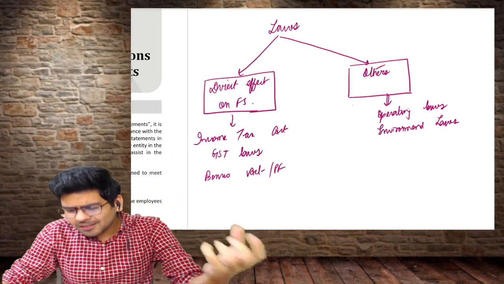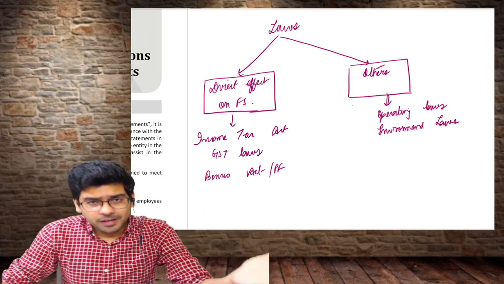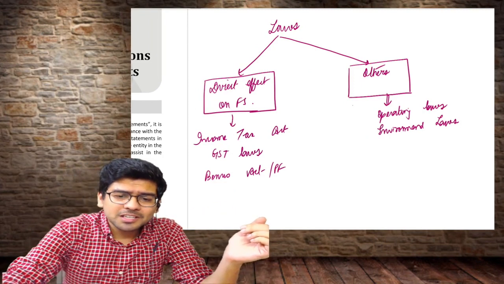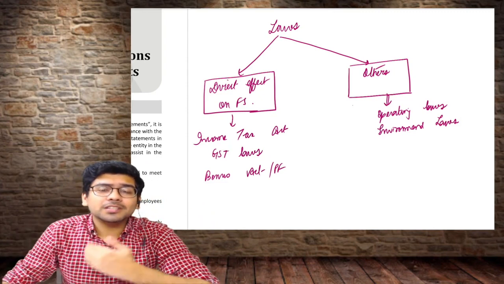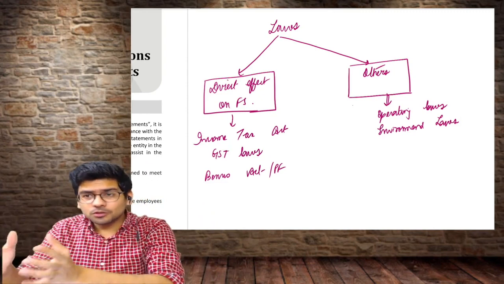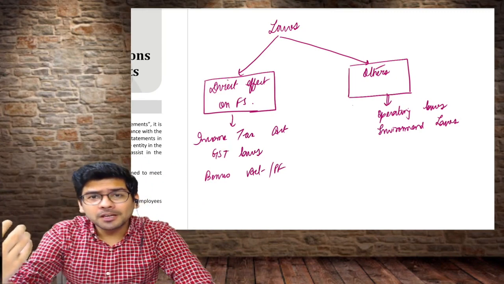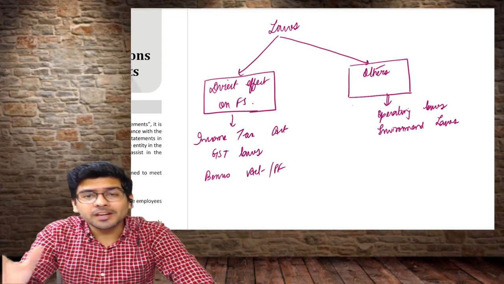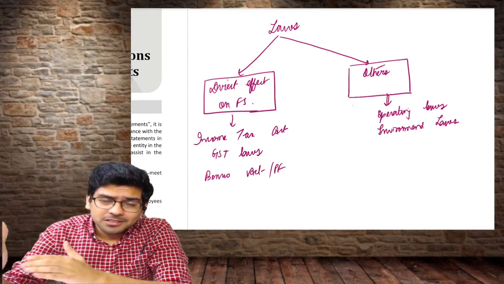So there are many other laws which will not have a direct impact on the financial statements, but which are essential for the operation of the organization, essential to conduct the business. I can do this business only if I get the license, so I need to comply with that law for obtaining the license to conduct the business, right? So there are many other laws which will not have an impact on the financial statements directly.